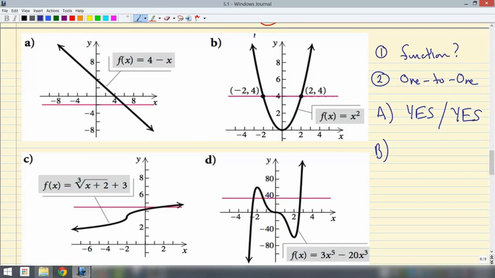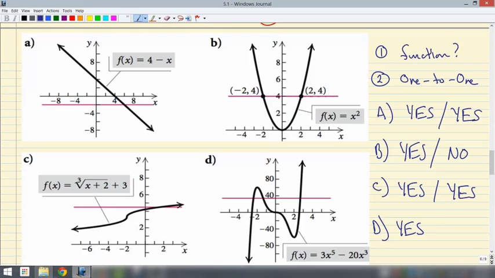Is graph B a function? Does it pass the vertical line test? Yes, it does. Does it pass the horizontal line test? No, it does not. And so that means it is not 1 to 1. Graph C. Is it a function? Yes. Is it 1 to 1? Yes. And then letter D. Is it a function? Yes. Is it 1 to 1? No. It fails the horizontal line test.